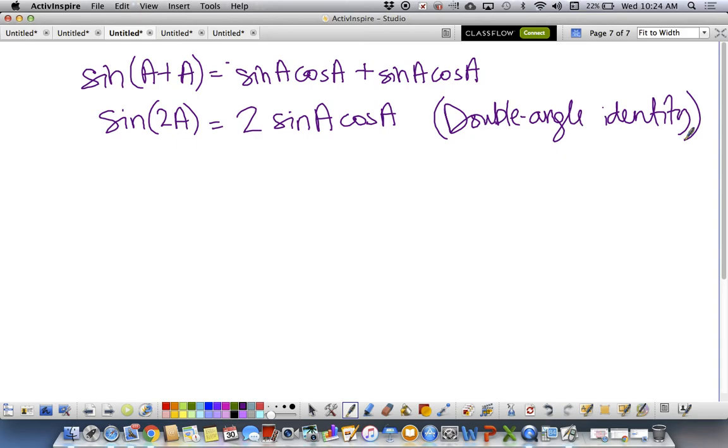So double angle identities, we're not ever going to talk about the subtraction, because if we did a minus a, that's 0. What is sine of 0? 0. Right? So we're not going to do the subtraction one. But what about cosine a plus a? What is cosine a plus a?